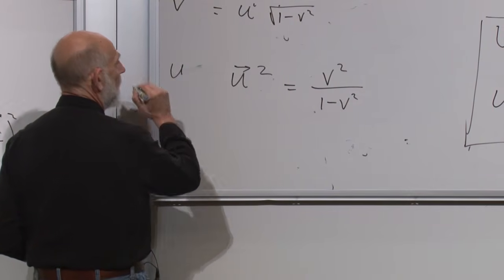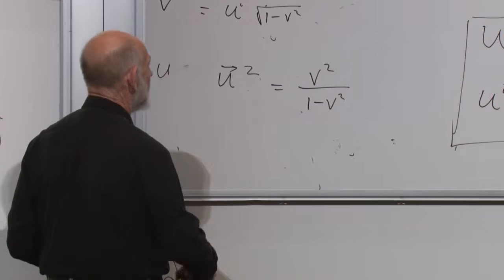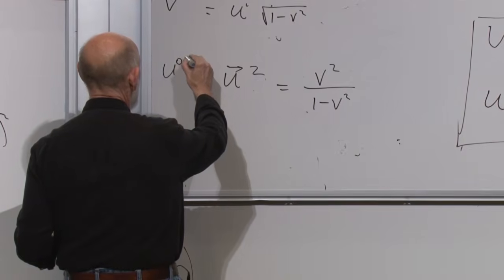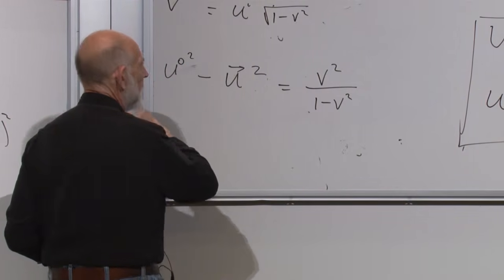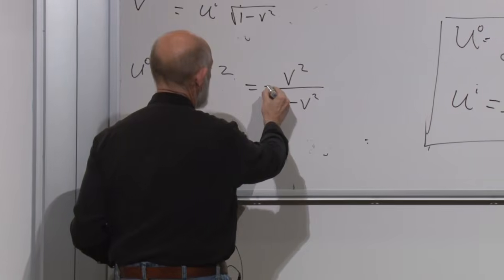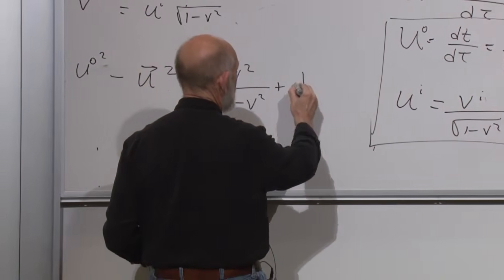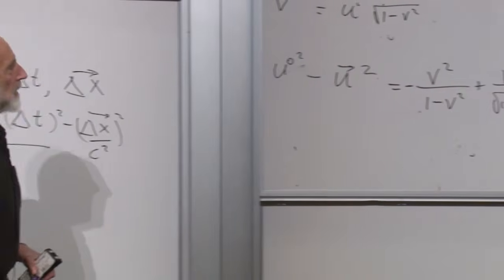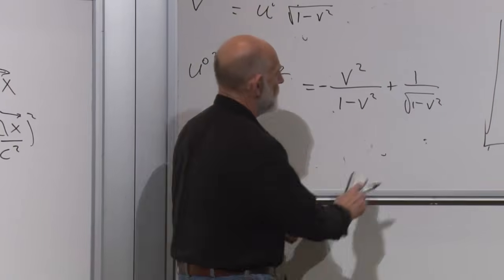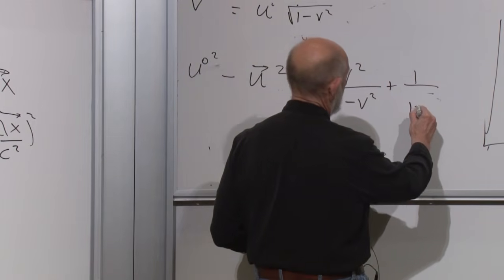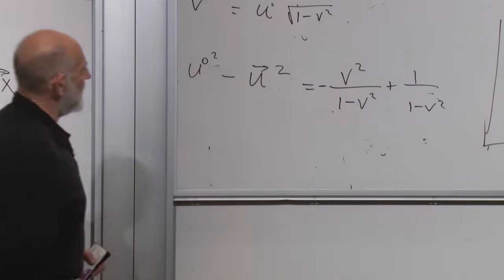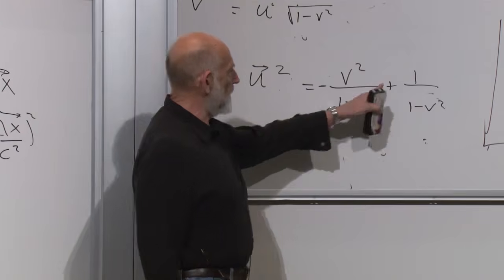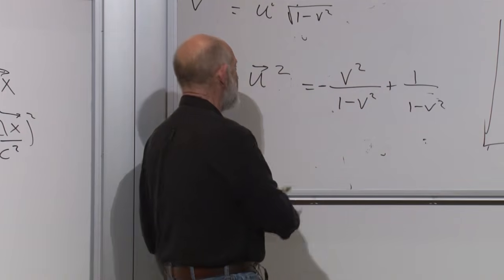In a way, it seems like you can just see it from the definition of u naught. Yes, we can, but I'm halfway through it, so let's finish it. Let's take u naught squared minus this thing here. So there's a minus sign here, plus 1 over 1 minus v squared. I'm making this more complicated than it is. The right-hand side is 1 minus v squared over 1 minus v squared, which is 1.